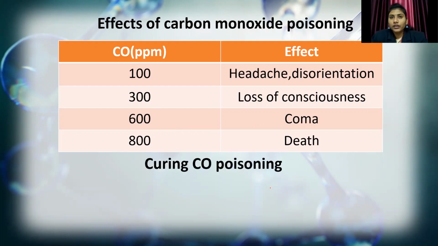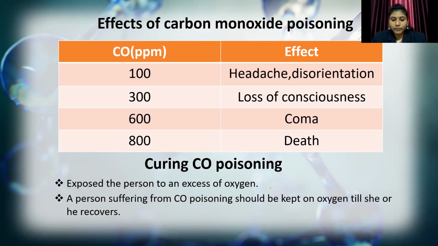So what if a person is affected by carbon monoxide poisoning? The first thing we can do is expose the person to an excess of oxygen. You know about the oxygen mask and all. So we have to give a larger amount of oxygen to that person. A person suffering from carbon monoxide poisoning should be kept on oxygen till she or he recovers.